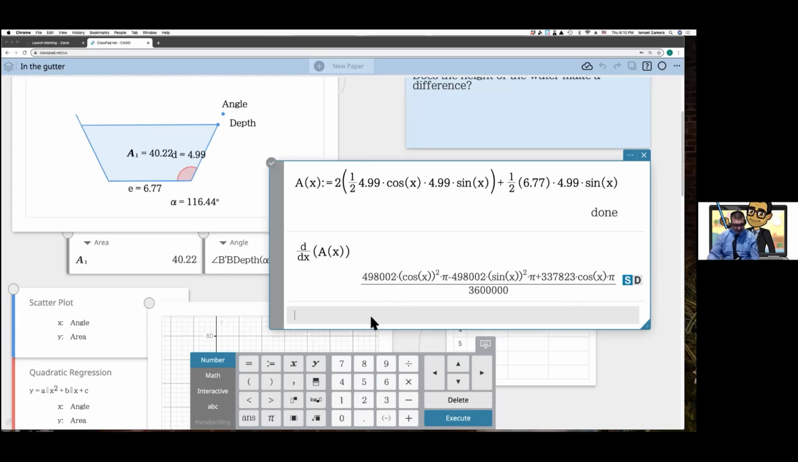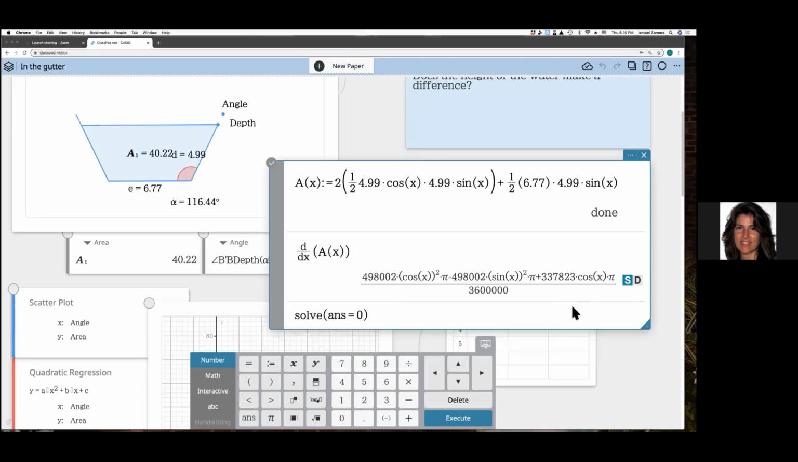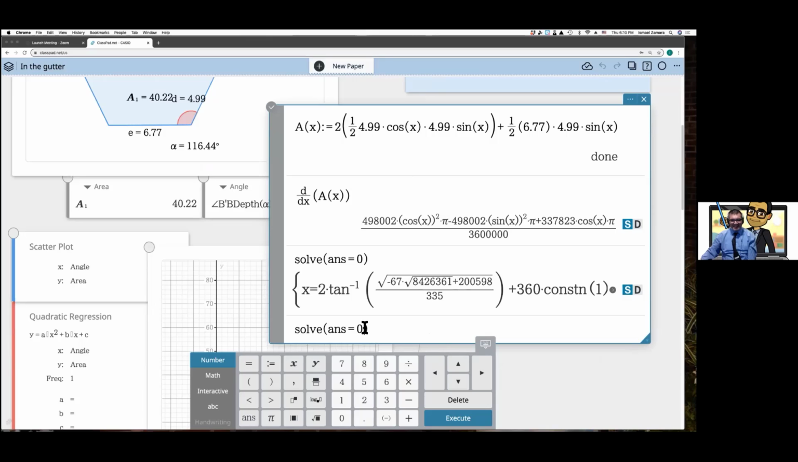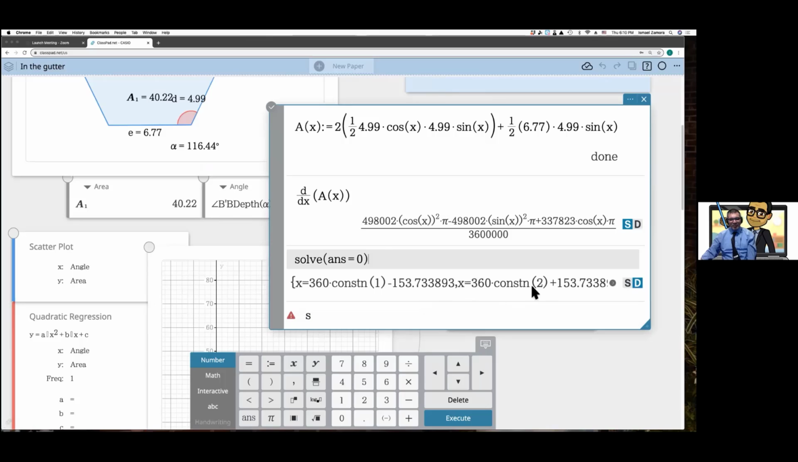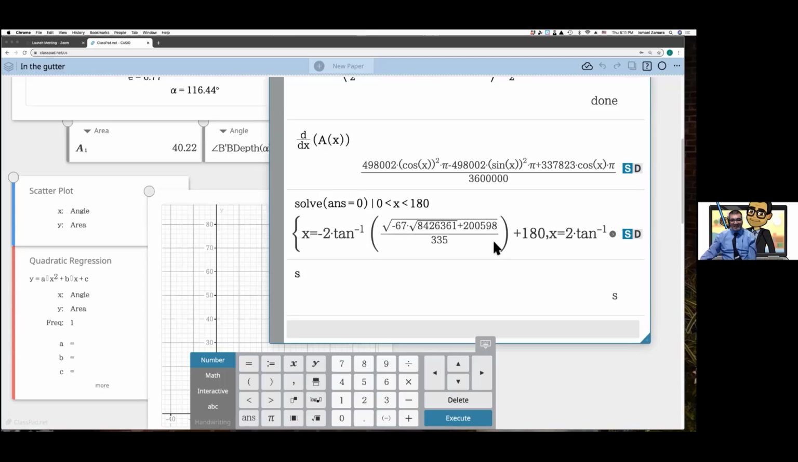Now I want to solve this equation when the derivative, when this answer equals 0. That's scary looking. Oh, it is, isn't it? What's even scarier is the answer that comes out. The answer is just like, oh my gosh, what is that? Let me go to decimal. I'll go to the decimal approximation. Way too much information. I don't want any angle other than the ones between 0 and 180. So this is limiting the function. This is only looking at answers that are between 0 and 180.